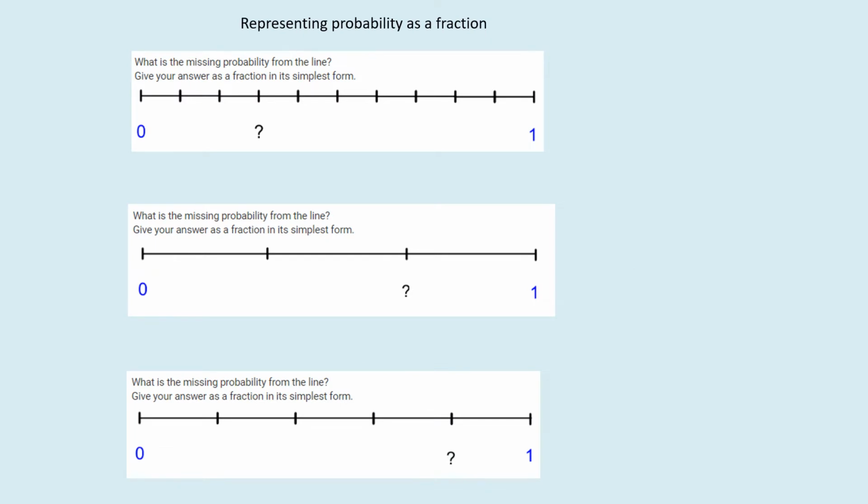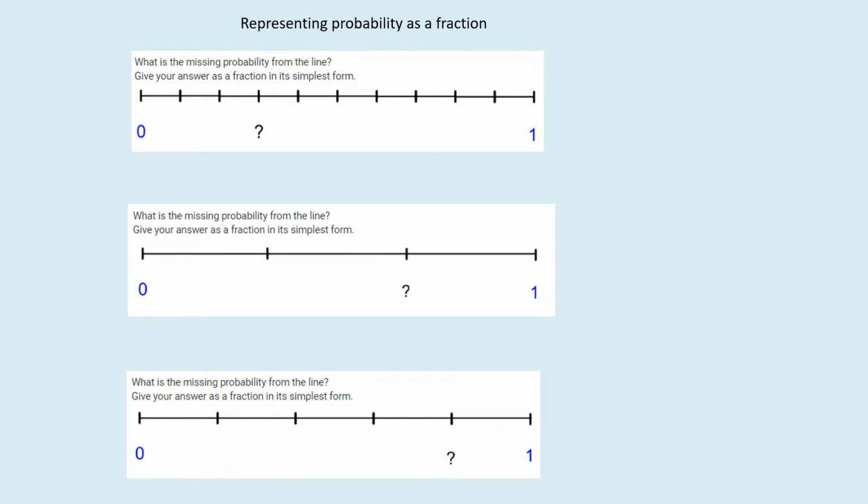Now you're going to recognize these questions, because these are questions that you did yesterday, and some of you struggled, so we're going to go over it. But even if you did not struggle, do the questions on the next slide anyway. So, representing probability as a fraction. What is the missing probability from the line? Give your answer as a fraction in its simplest form.